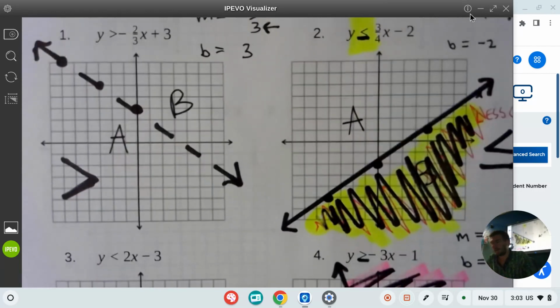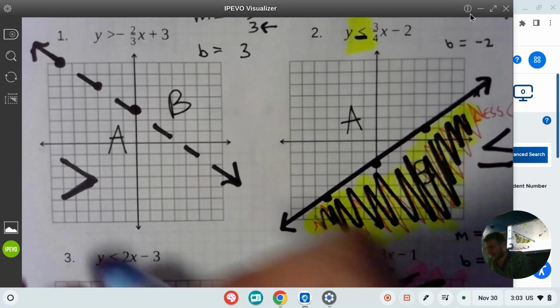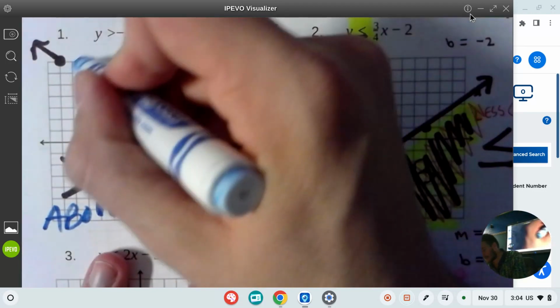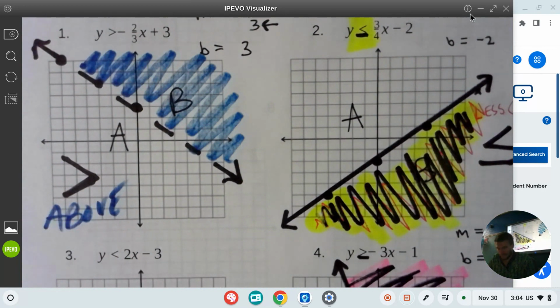I agree for number 1. We need to shade on the B side because we are greater. We need to shade on the above side. So we're shading up here. Really quick, 3 seconds, zigzag.